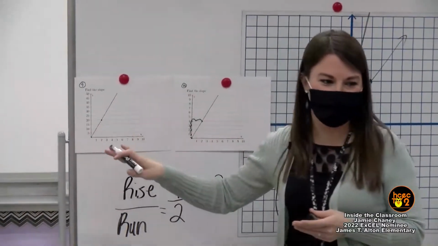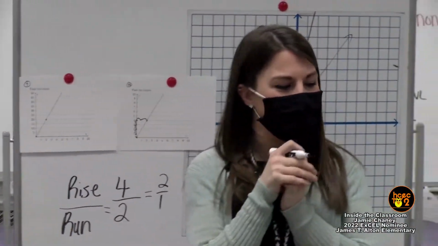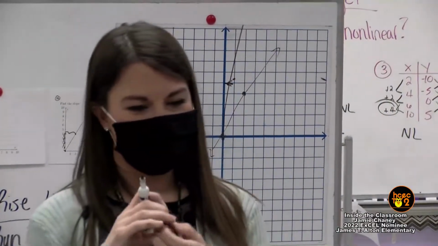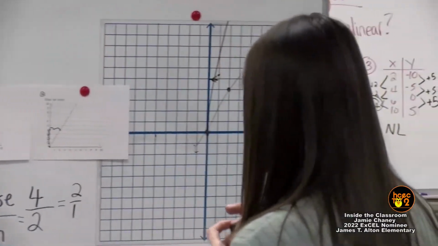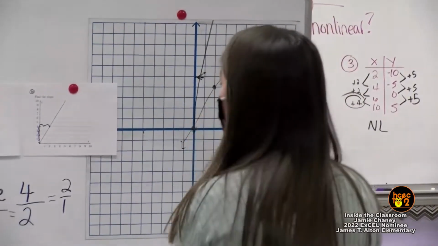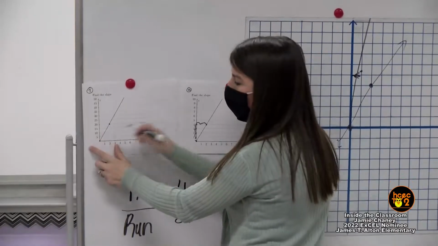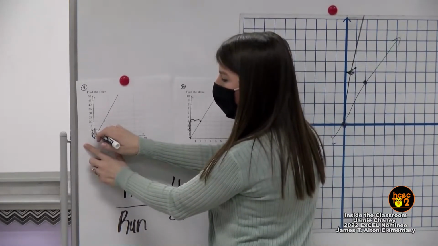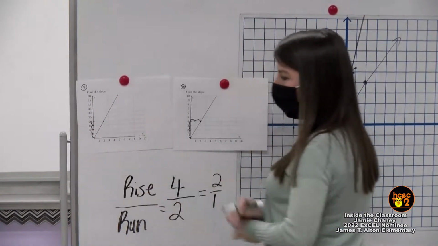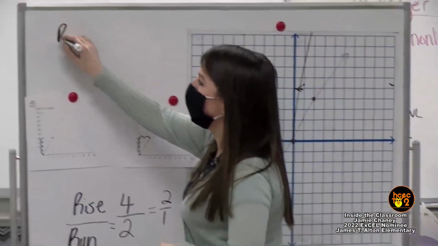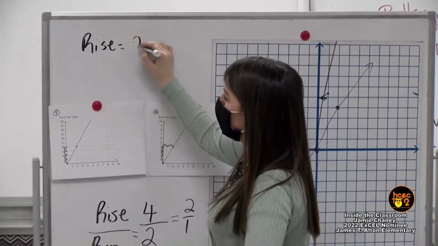Let's look at this one. Is it also 4 over 2? No. So what is the interval going up by on the y again? 5. So when you look at this one, every time you move a space, you're going to go up by 5s. So you can count it with me. 5, 10, 15, 20. So on this one, my rise is 20.